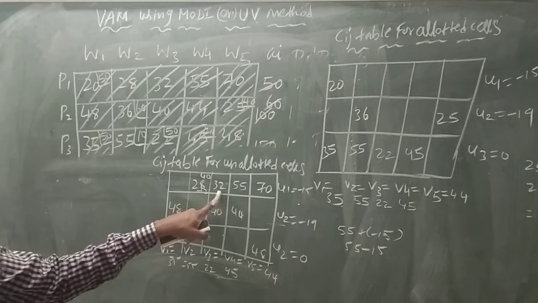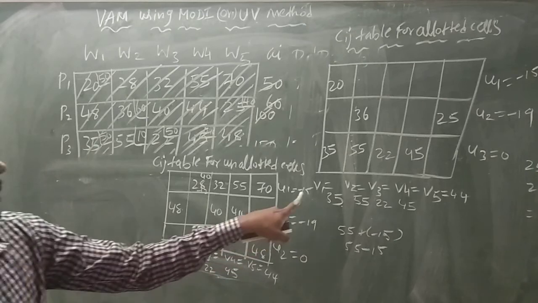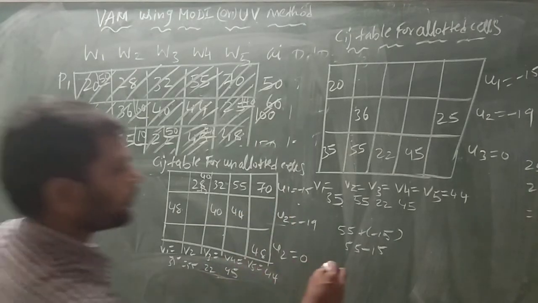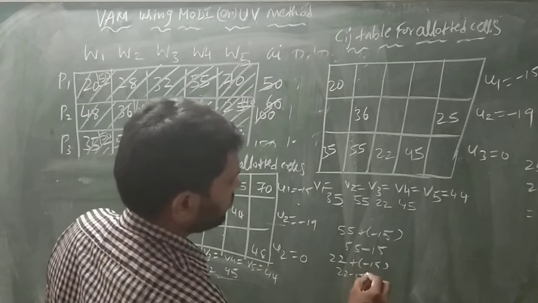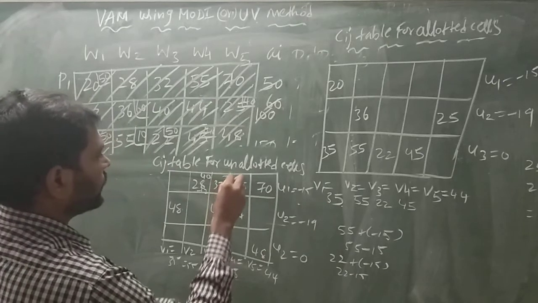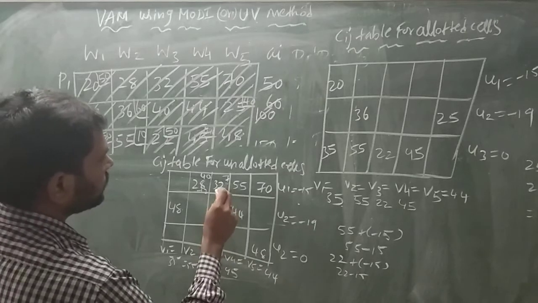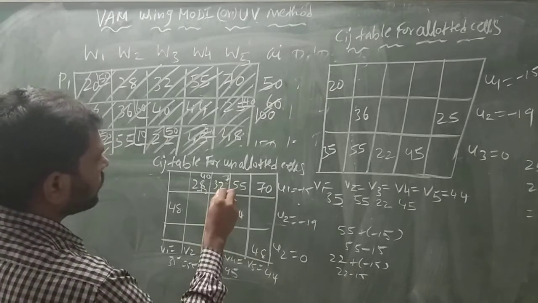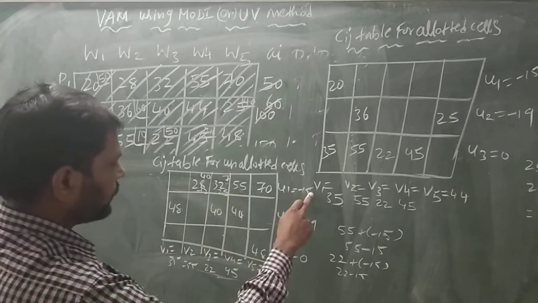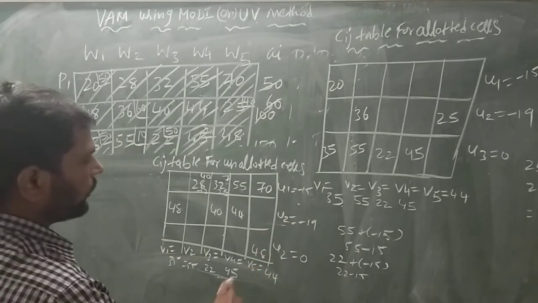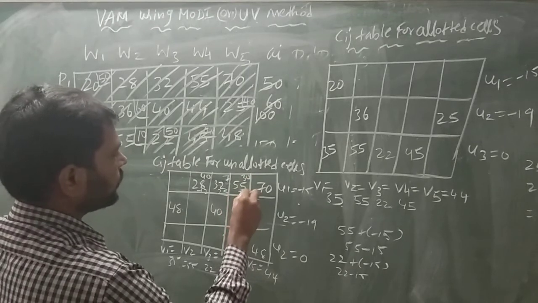So next one is 32. In this row minus 15, in this column 22. So 22 plus minus 15, 22 minus 15 is 7. So 32 minus 7 is 25. Next one is 55: 45 minus 15 is 30, so 55 minus 30 is 25.